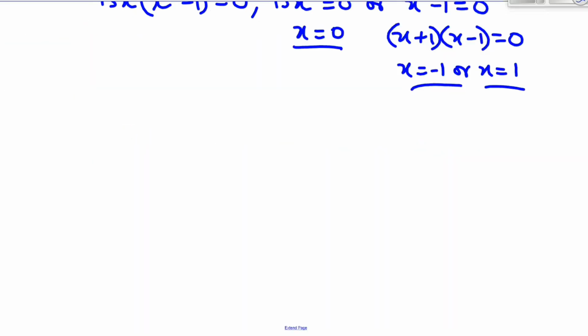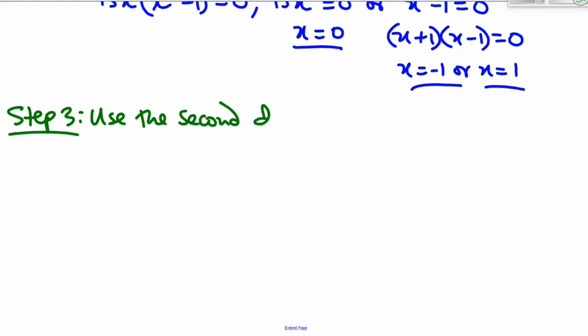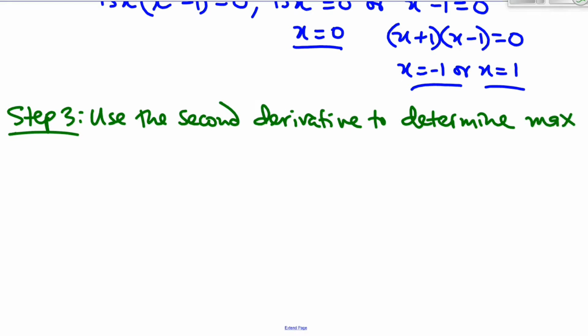Step 3. Use the second derivative to determine maximum and minimum.